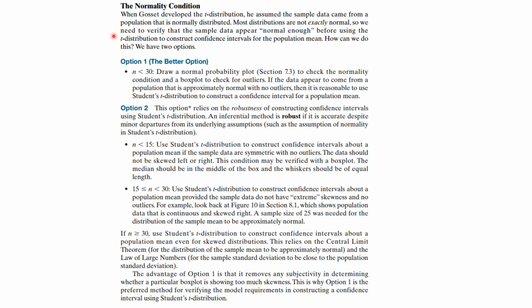Now, when Gossett developed the t-distribution, he assumed the sample data came from a population that is normal, and so some are not exactly normal, but you have to look and say, well, they're normal enough. And option 1 requires more technology than we're talking about. So option 2, you'll either look at a box plot or you'll look at a stem plot to see if it's close to that, and you'll see us do this in one of the examples. But there is a normality condition, but it doesn't have to be exactly normal.